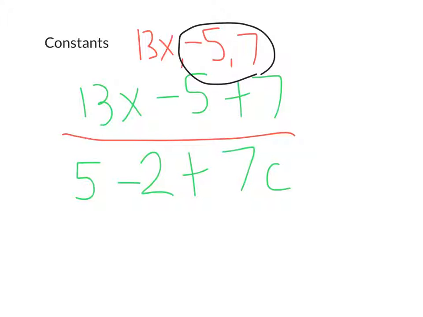Down here at the bottom, again, if I were to list the terms here, 5 minus 2 plus 7c, the terms are going to be 5, minus 2, and then 7c. And again, I'm going to look here and say, okay, what are the constants that don't have a variable associated with them? In that case, it's just this.